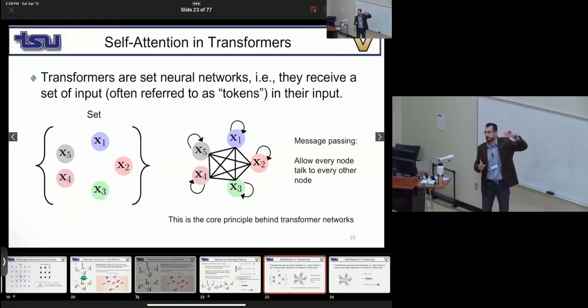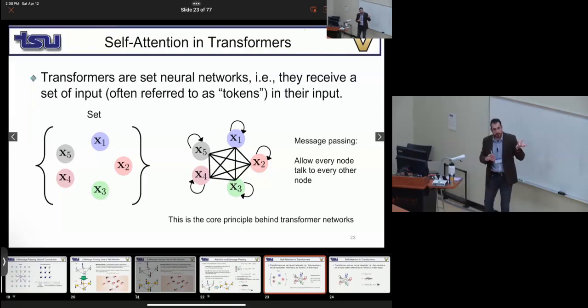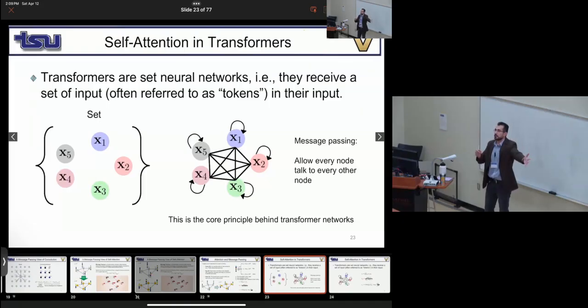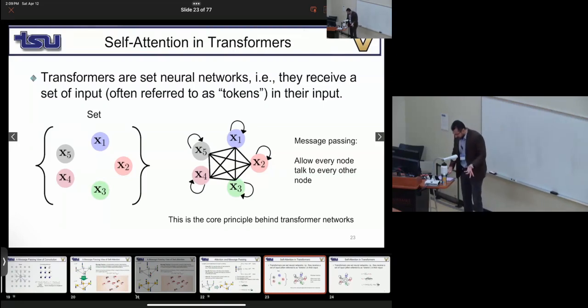You have x1 to xn. But what do I mean that transformers are set neural networks? You have a neural network. This neural network is a computational operator. It's a parametric computational operator. It gets a set of nodes, a set of d-dimensional vectors, as input, and it gives you a set of d-dimensional vectors as output. That's what I mean by a set neural network.